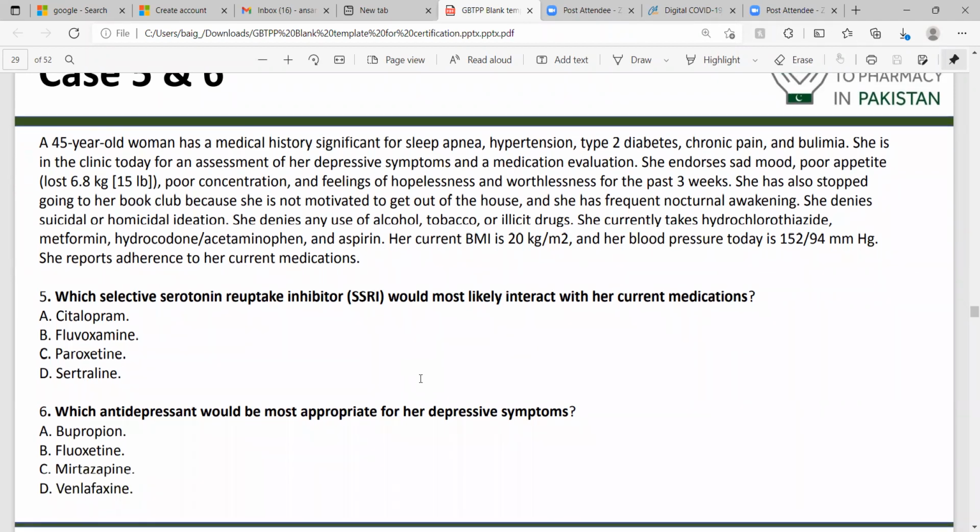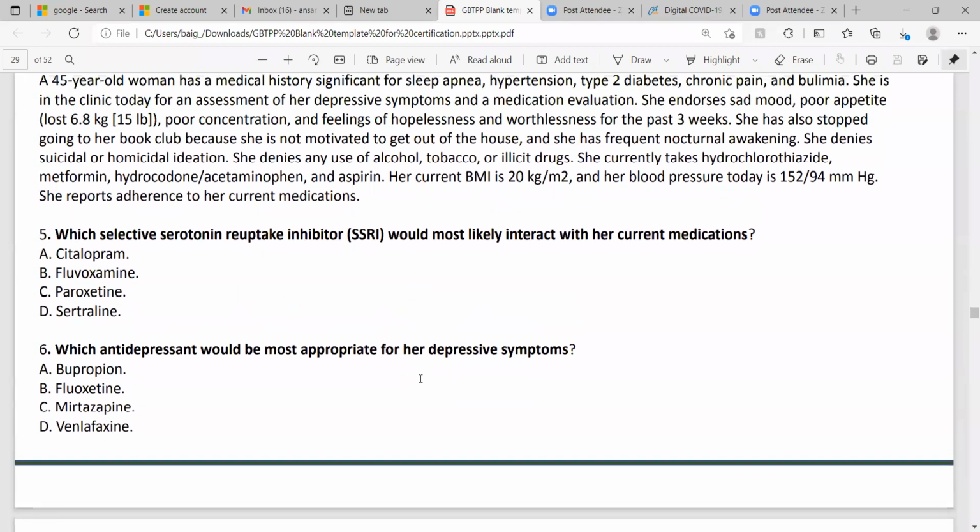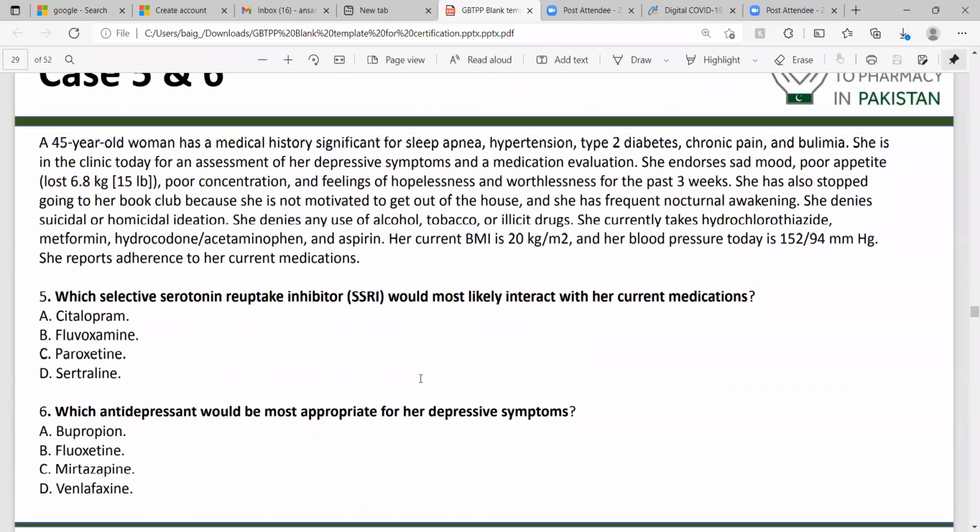Next question is, which antidepressant would be most appropriate for her depressive symptoms? Options are bupropion, fluoxetine, mirtazapine, and venlafaxine. So the best answer is answer C, mirtazapine, because she has poor appetite and she has difficulty sleeping.